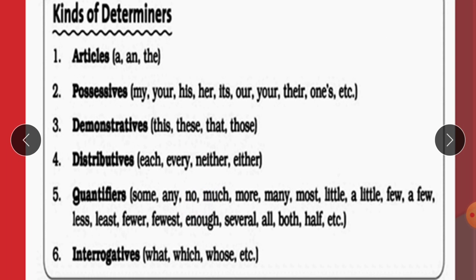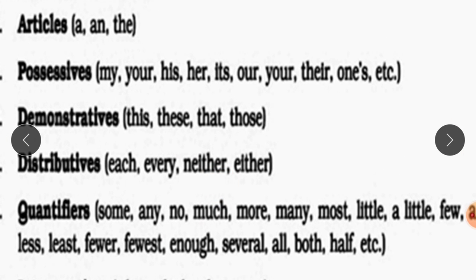A, an and the, these are called articles. My, your, his, her, its, one's, these are called possessives. Then come the demonstratives: this, these, those, that, these are called demonstratives.